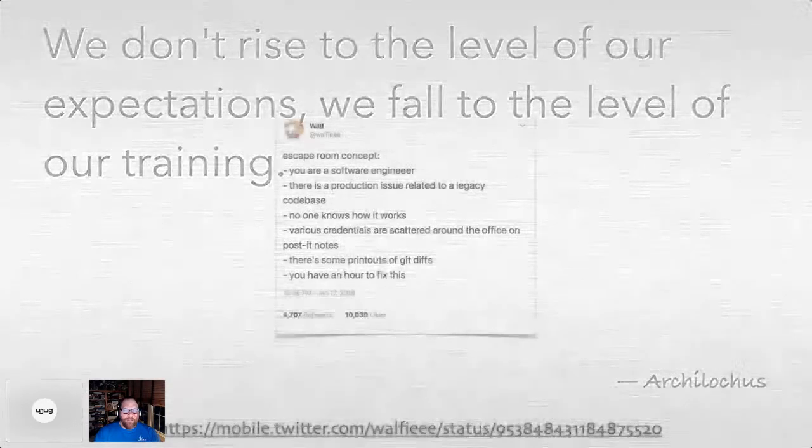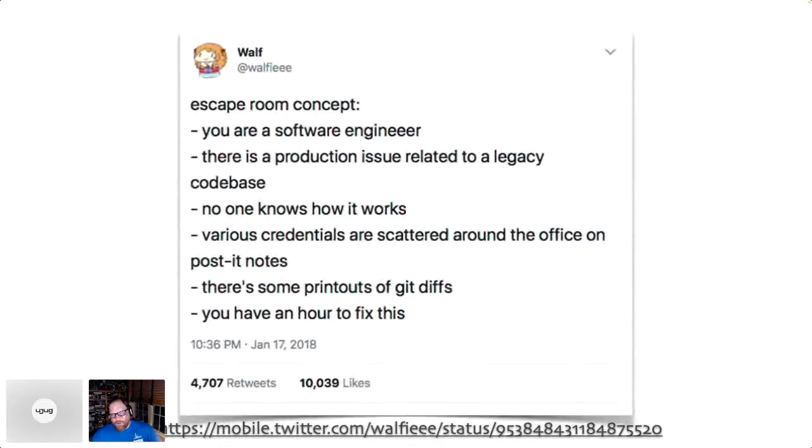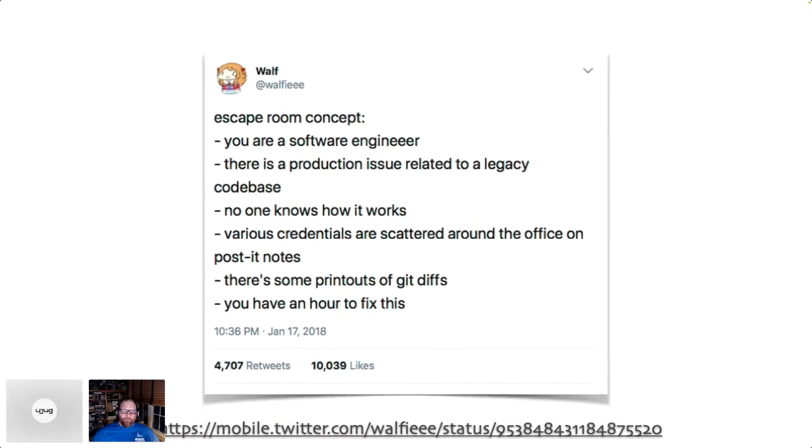I saw this tweet, and frankly, it did kind of give me the shivers. You're a software engineer. There's a production issue. No one knows how it works, but there's a bunch of credentials around the office on Post-it notes, and here's some git diffs. You have an hour, go. One of the first times I used this tweet, someone looked at me and said, oh, that just described my day. That's my job. I'm like, this is not good. It's not good how much this resonated with people.